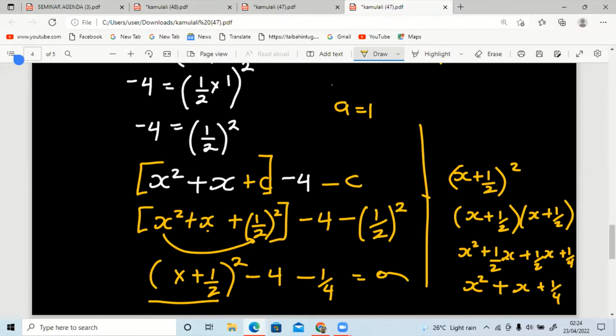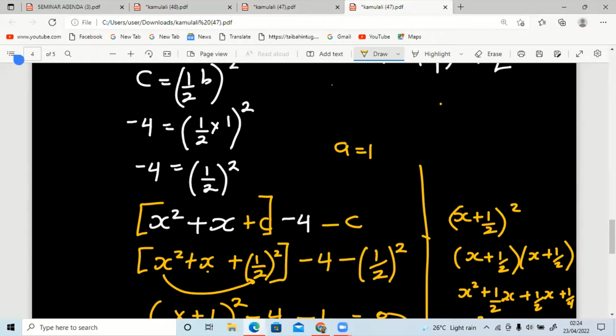Teacher, I'm taking you a little back on this. Is it after the square thing, the negative 4 is equal to a half squared?